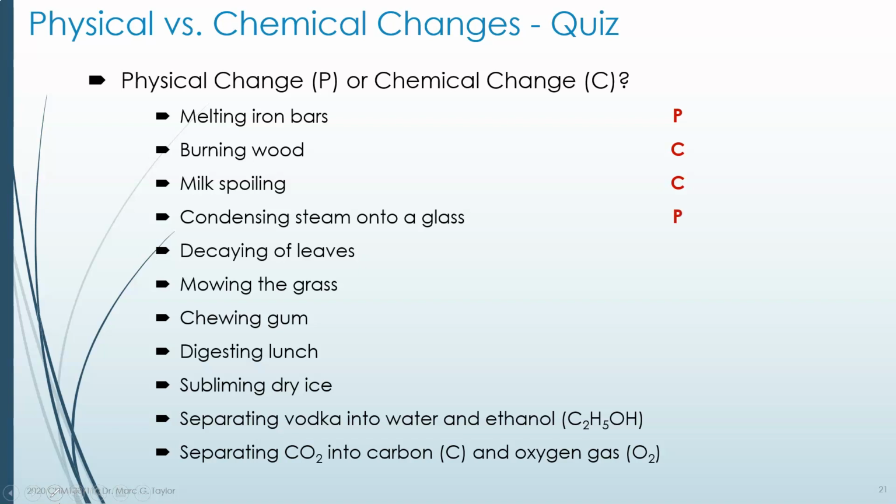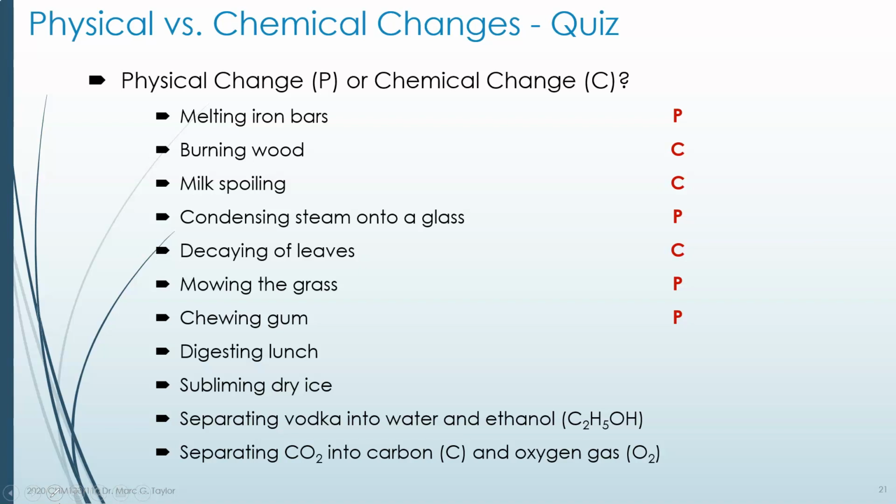Decaying of leaves. Decaying, just like spoiling, just like digesting, these are chemical processes. Mowing the grass. Well, you're just cutting the grass. There might be some chemical changes when you cut it, but let's just talk about the mowing action itself. That would be physical. Chewing gum. Well, just the chewing part of the gum, if we're only talking about the chewing, not the actual digestion of the gum in your mouth due to the enzymes in your saliva, that would be a physical change. Of course, eventually you will digest certainly the sugars in the gum, and those would be chemical changes.